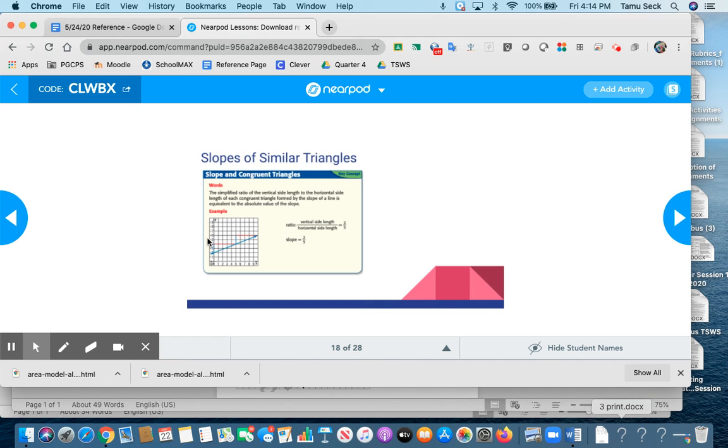Let's review the slopes and congruent triangles. The slope of a line is the change in y over the change in x. In this writing, it's called the vertical side length and the horizontal side length.